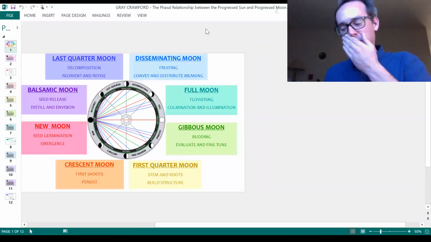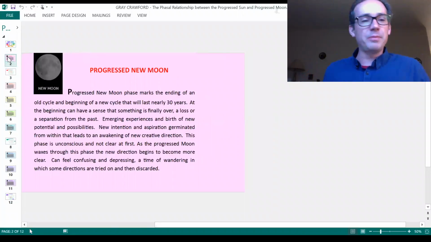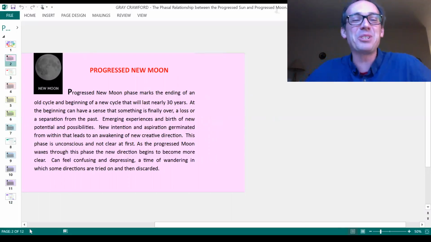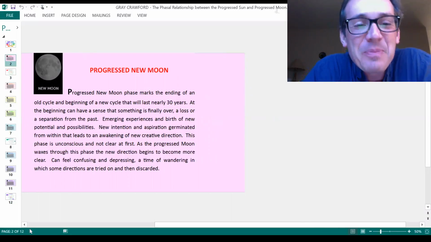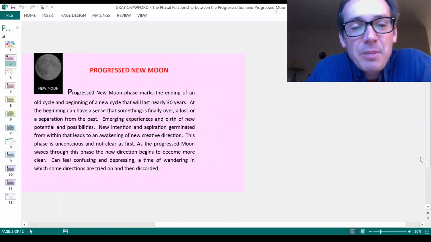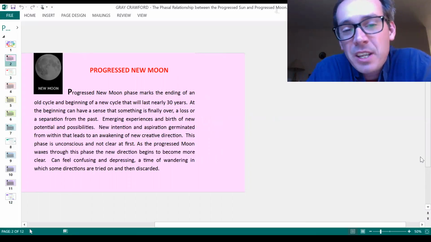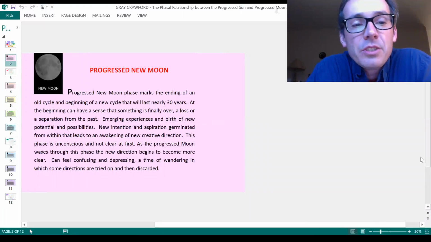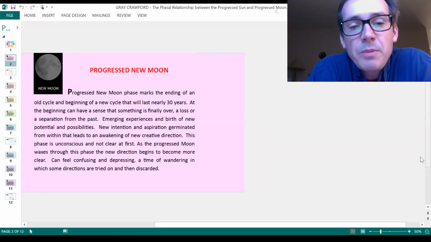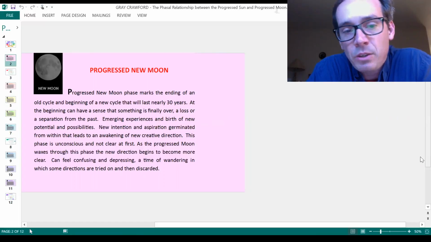We can just go right into the progressed new moon. So the progressed new moon is going to mark the ending of an old cycle and the beginning of a new cycle. It's going to last, like I'm saying, 30 years, basically. At the beginning of a progressed new moon phase, there's going to be the sense that something from the past, the old cycle, is finally over and releasing. And oftentimes there's a loss or separation from the past accompanying that.